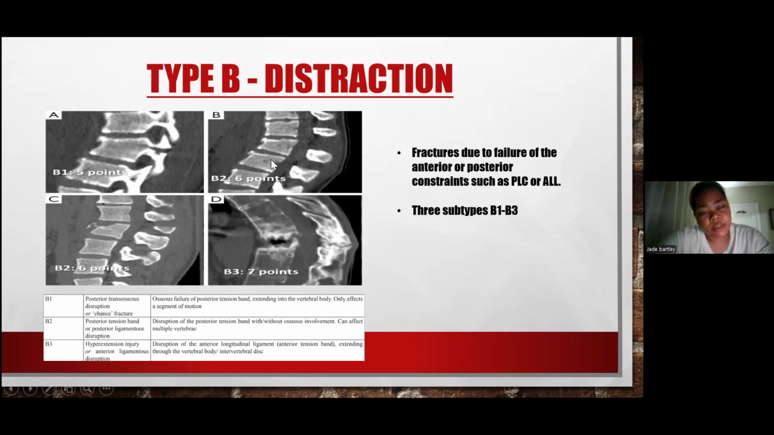B2 is a posterior tension band or posterior ligamentous disruption. So you may see an increase in the interspinous distance, right? And it can affect multiple vertebrae compared to B1, which usually only affects a single vertebra. And then type B3 is what we call a hyperextension injury. So you may have disruption of the anterior as well as the posterior tension band, as you can see here.